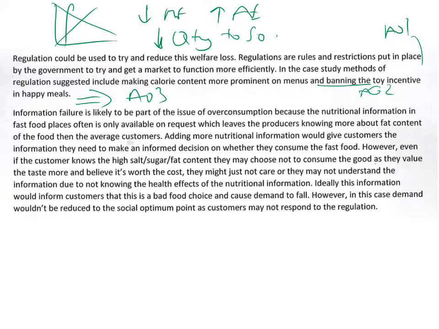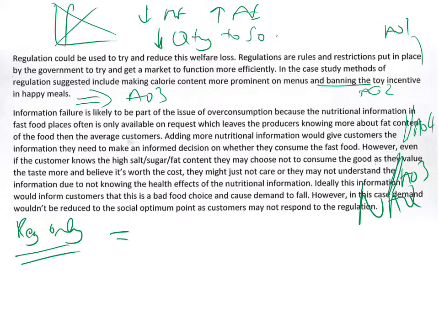Information failure is likely to be part of the issue. Additional more nutritious information could be given to customers. They have the informed decision on whether to consume fast foods. So we've got a good bit of AO4 here, looking at why it would be ineffective. But again, this is then starting to analyse why information provision, so this is an NAQ, would not be effective, which isn't the question. It says regulation only.